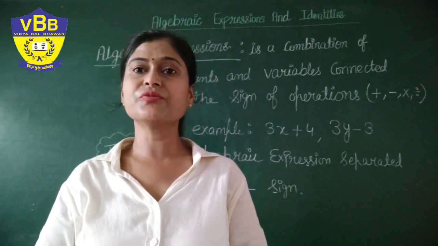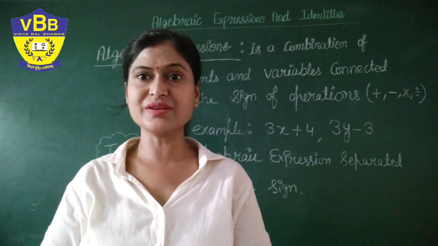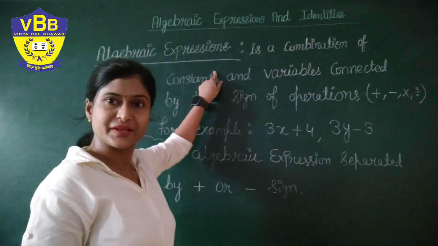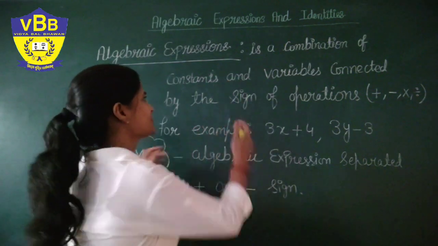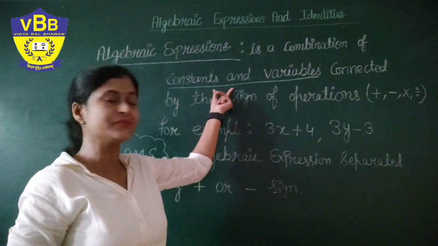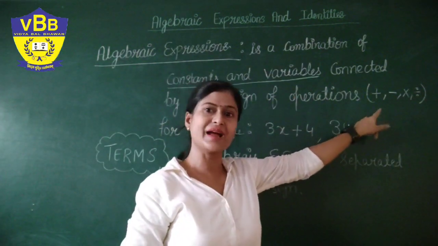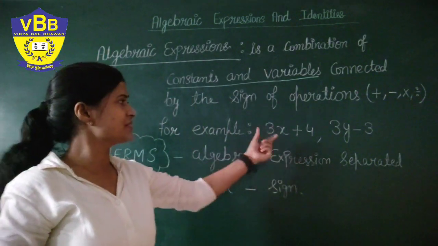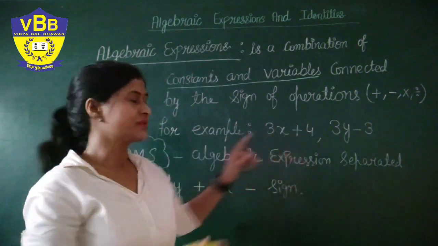Today, in this video, we will learn about algebraic expression. Let's start. What are algebraic expressions? It is a combination of variables and constant terms, and they are connected with the signs plus, minus, multiplication and division. For example, we are writing an algebraic expression that is 3x plus 4.